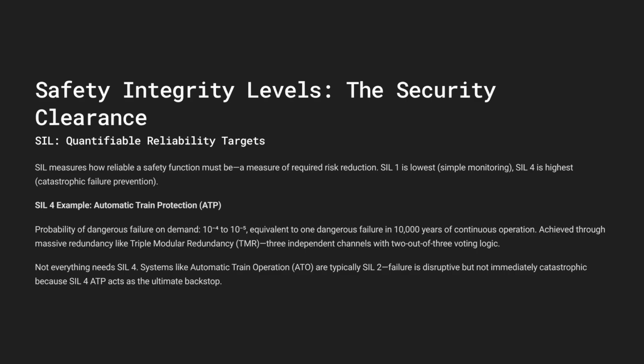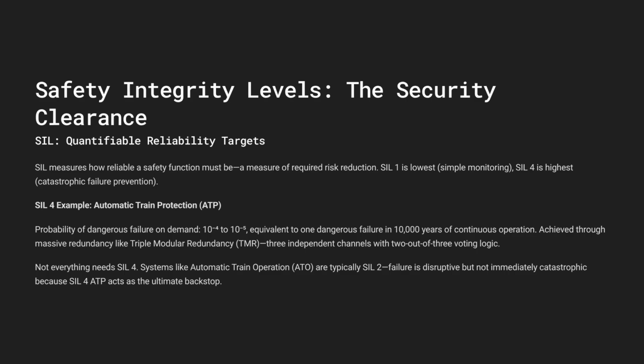SIL1 is the lowest level, maybe for a simple monitoring function. SIL4 is the highest, reserved for functions where failure could have catastrophic consequences. Let's talk about SIL4. What does that actually mean in terms of how unlikely failure has to be? The numbers are pretty mind-bending, aren't they?